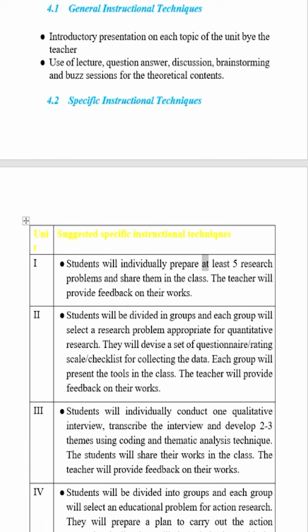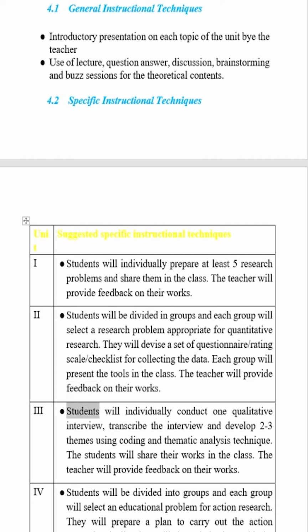1. Students will individually prepare at least 5 research problems and share them in the class. The teacher will provide feedback on their works. 2. Students will be divided in groups and each group will select a research problem appropriate for quantitative research. They will devise a set of questionnaire, rating scale or checklist for collecting the data. Each group will present the tools in the class. The teacher will provide feedback on their works.